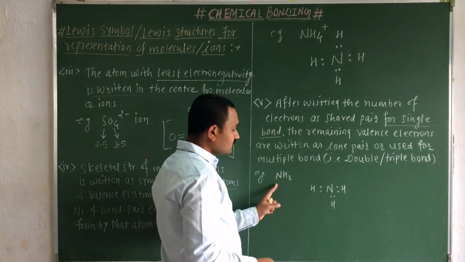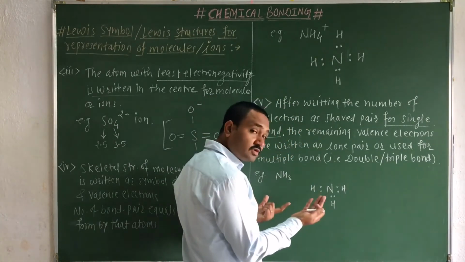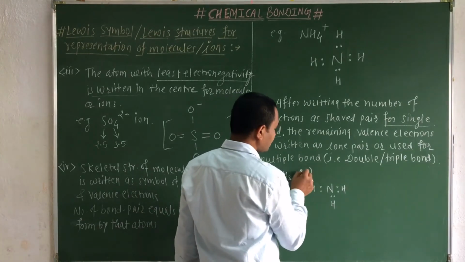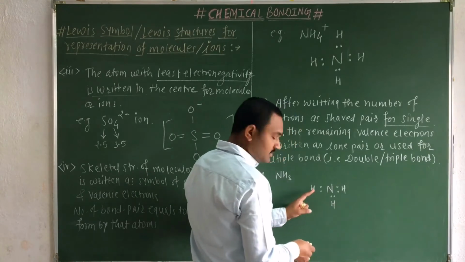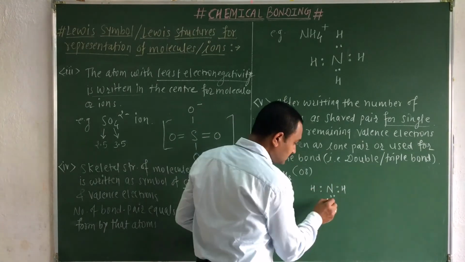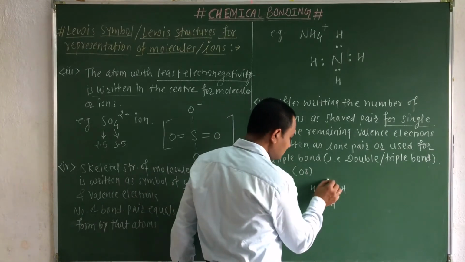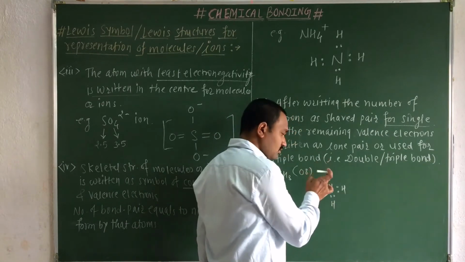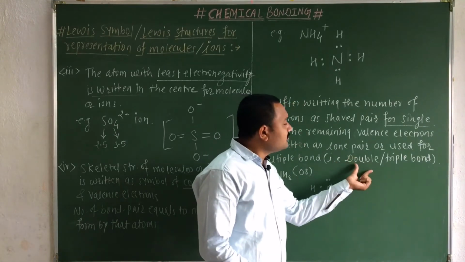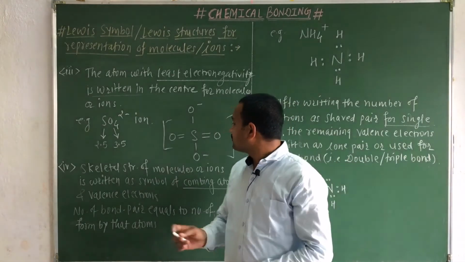Again you know that the total valence electrons will be 5 plus 3, so total 8 electrons. So this is the bonding electron. Now how many electrons are utilized here? 3 pairs are utilized, so the remaining 2 will be written as a lone pair. So this is the meaning of this one, or maybe you can use it for the double bond.